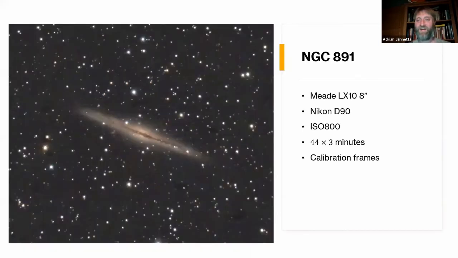This is a galaxy in Andromeda, the other Andromeda galaxy. This is NGC 891. It's an edgeways-on spiral galaxy. And again, this is 44 exposures of 3 minutes each with calibration frames, ISO 800. So these are the kinds of pictures you can take with the DSLR.